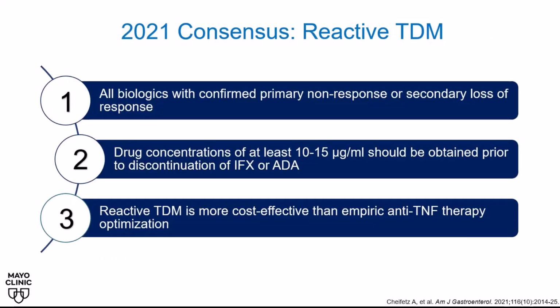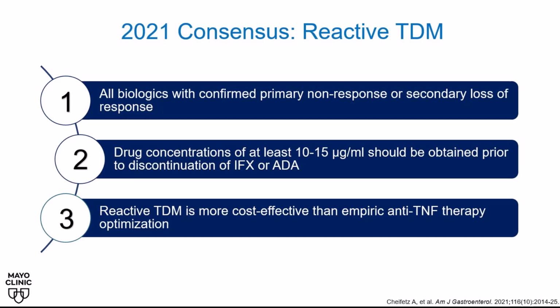Chaffetz and colleagues really looked at when we do reactive TDM. They're recommending, based on the consensus, all biologics with a confirmed primary non-response or secondary loss of response. While anti-drug antibodies to vedolizumab, ustekinumab, and now risankizumab that we can check here at Mayo Clinic are very low when you compare them to anti-TNFs, they're not zero. They're on the order of anywhere from 1 to 5%, depending on the biologic I listed. So there may be a patient that falls into that rare category.